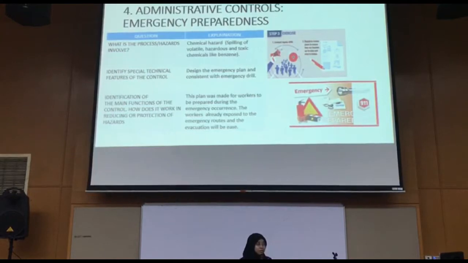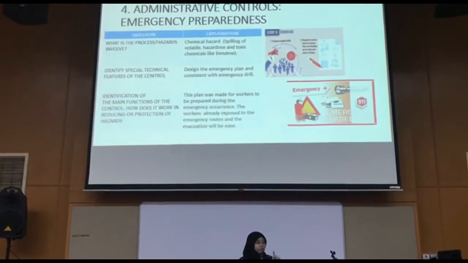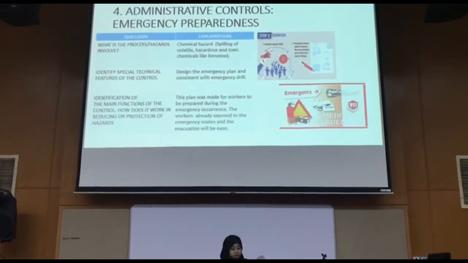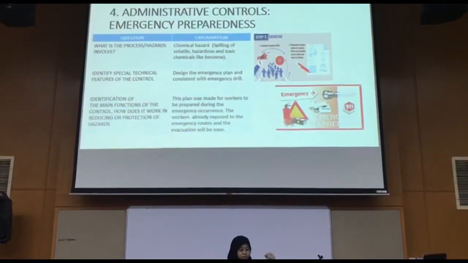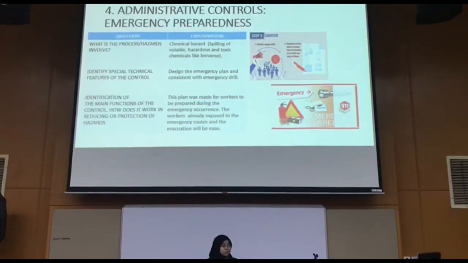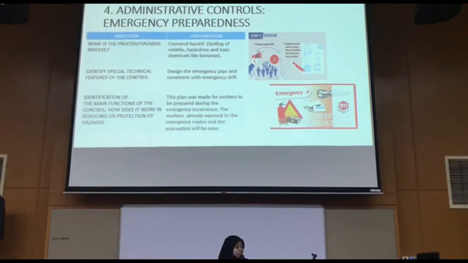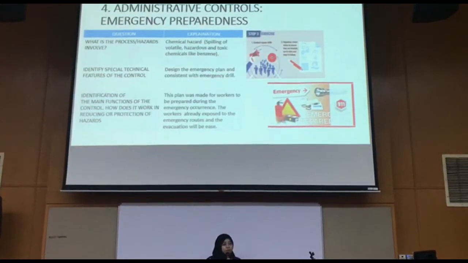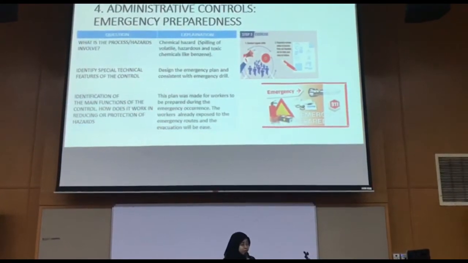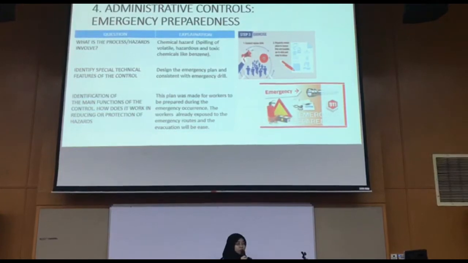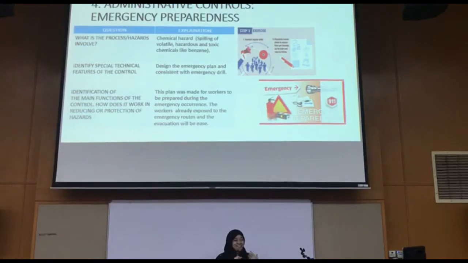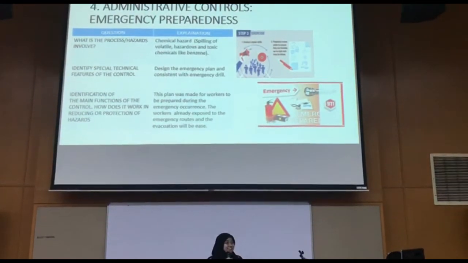I will be presenting about two types of administrative control, which are emergency preparedness and general hygiene, sanitary and facilities. First, about emergency preparedness, what is the process or hazard involved? In my case, I put this example, it's chemical hazard, which is the spilling of volatile, hazardous and toxic chemicals like benzene.